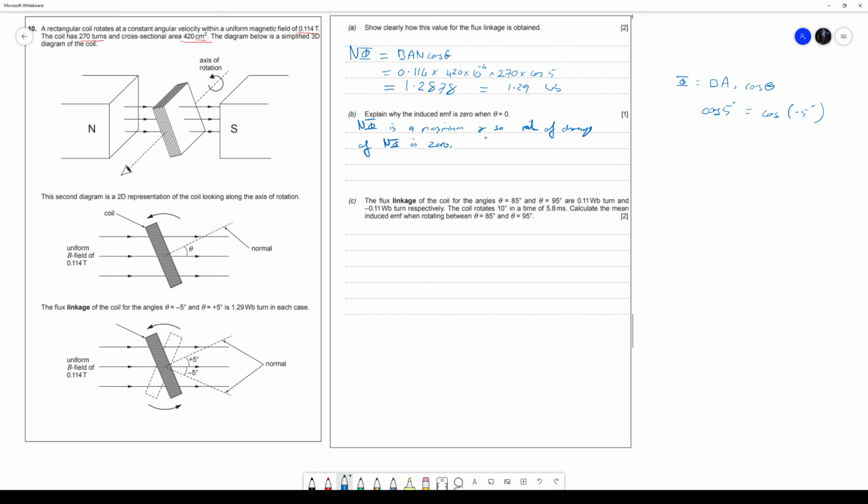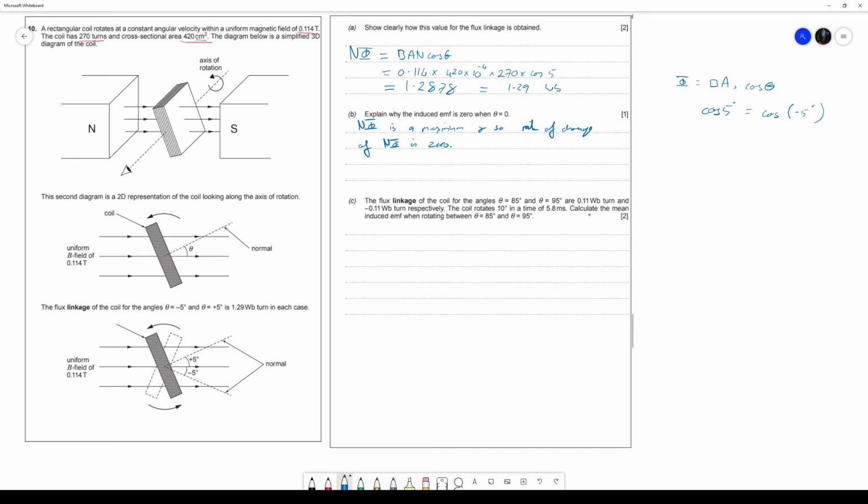So it's the rate of change that's important here. And you guys know that rate of change of cos theta is sine theta, and that is equal to 0 when theta is equal to 0. But we don't need to go into that level of detail. You probably don't even need to say it's a maximum. It's stating that the rate of change of flux linkage is 0 that's going to get us the mark for sure here.